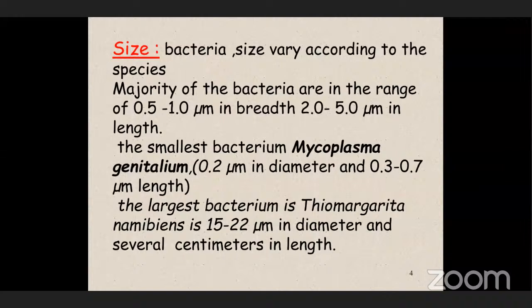The bacteria size: the average range, the majority of bacteria, is rated 0.5 to 1.0 micrometers in breadth and up to 5.0 micrometers in length. So in size, remember always, the bacteria average range is 0.5 to 1.0 micrometer in breadth.